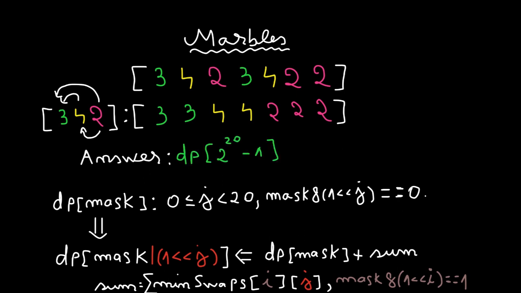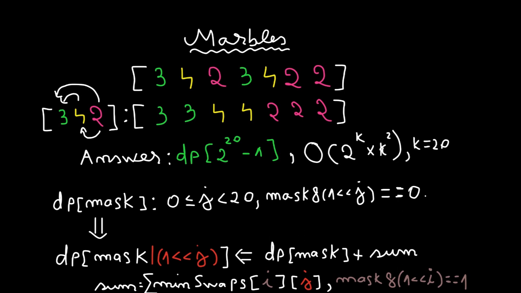Of course, the final answer of the problem is going to be DP of 2 at power 20 minus 1. So basically the subset consisting of all the colors between 0 and 19. And don't worry if there is any color of these which doesn't appear in our array. The min swaps of that color and every other color are going to be 0. So they won't affect our DP.